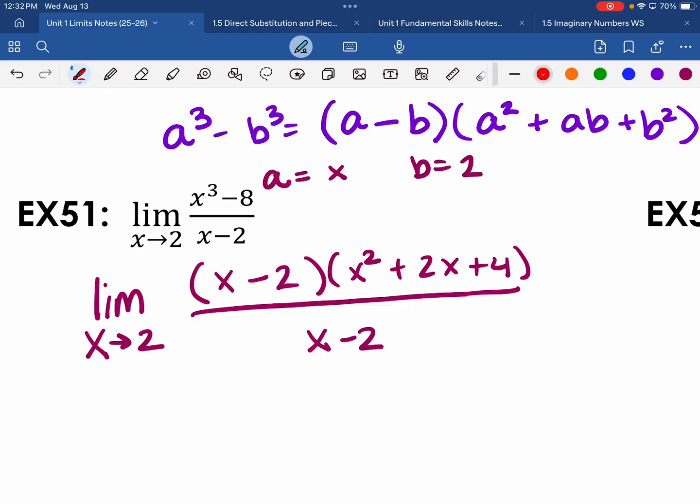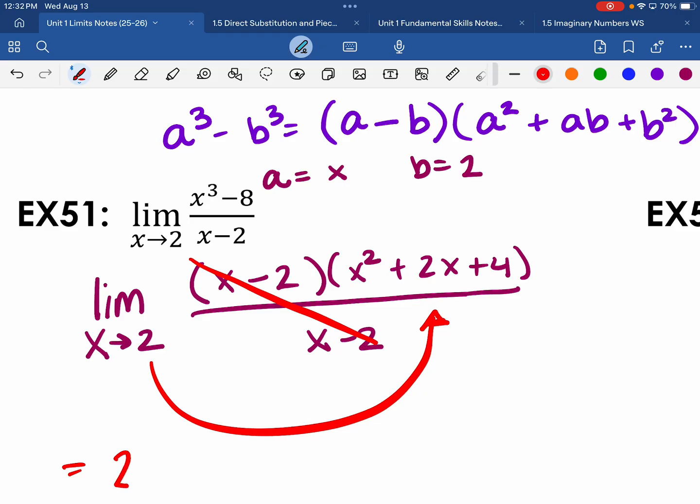And I don't know if I've mentioned, but the goal here is to cancel something. So if you are factoring and something's not canceling, it's either not the indeterminate form or you did something wrong. Because the whole point of manipulating these expressions is to get something to cancel. So here, the x minus 2's are going to cancel. Yep, and then we can directly substitute. So I've got 2 squared plus 2 times 2 plus 4, which I think is going to be 12.